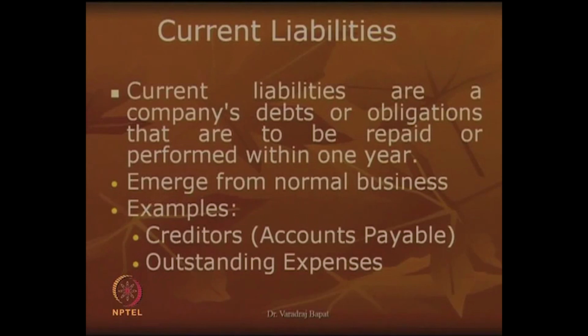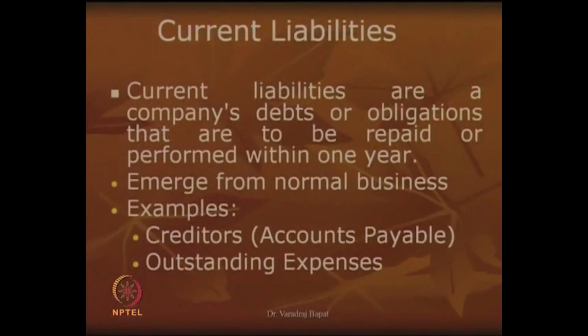What happens is, suppose I have purchased goods, I have not yet paid and I will pay after a month's time, then it is a trade creditor or account payable. Second example is outstanding expenses. Now what is an outstanding expense, can you think of?